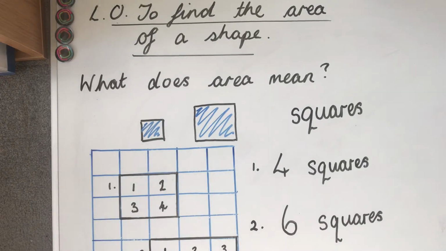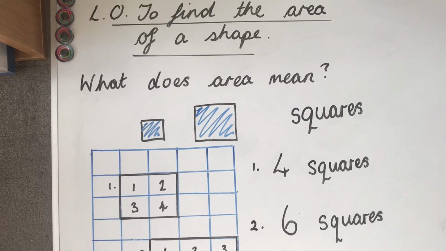So which shape then has the biggest area? Is it shape number 1 or shape number 2? Yeah, that's right. It's shape number 2, because 6 is a larger number than 4. So 6 is greater than 4, which means shape number 2 has a larger area.